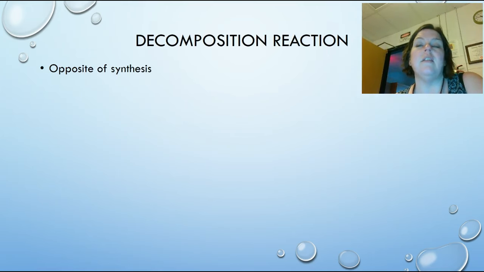Decomposition reaction, obviously the opposite of a synthesis. Decomposition is breaking down, synthesis is building up. So we take a more complex substance and we break it down into its simple parts. So AB goes to A plus B. A and B are not always elements. Sometimes they're the elemental form, sometimes they're just simple compounds. So a single reactant breaks down into two or more products. Like synthesis has one product, this has one reactant.